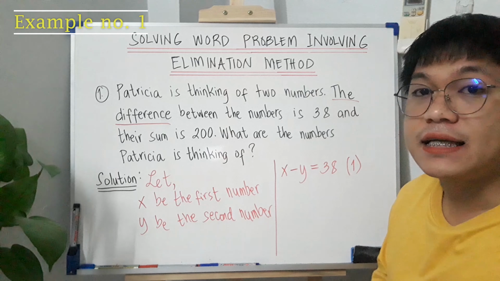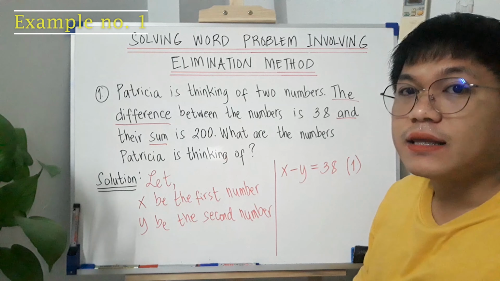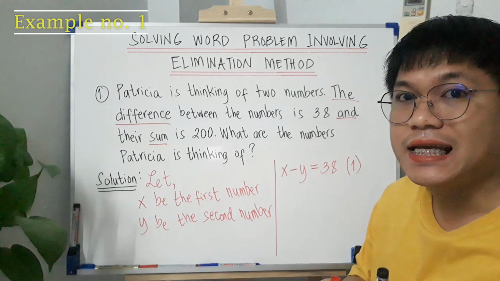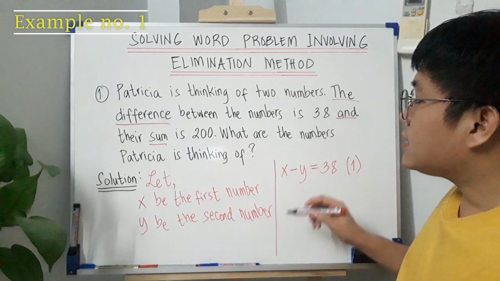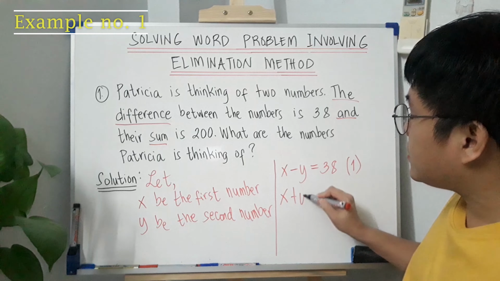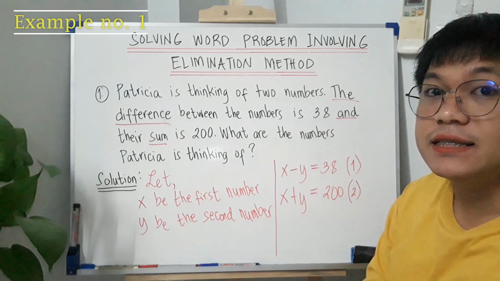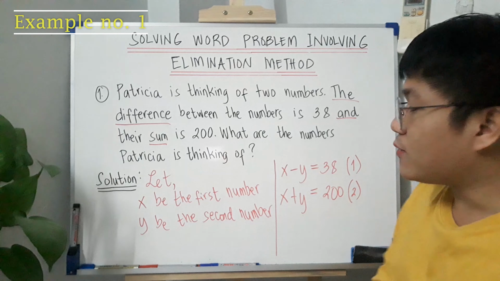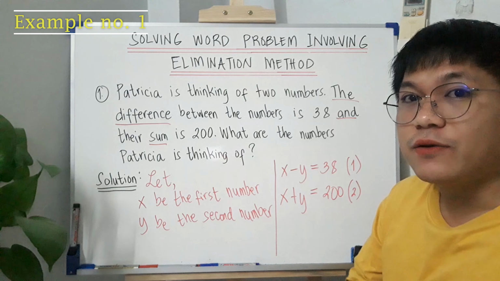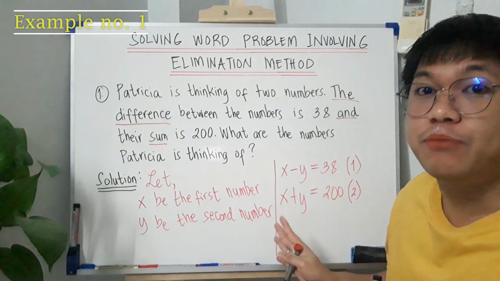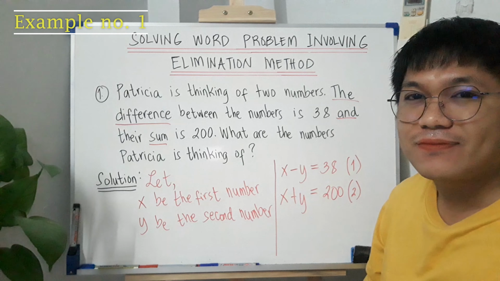Now, how about our second equation? And their sum. That is the second keyword. If we say sum, that indicates addition. And their sum is 200. What does it mean? That means if we add the two numbers, the sum is 200. So this will be our second equation, x plus y equals 200. Since we already formulated the two linear equations, the rest of the solution will follow. This will be our starting point to solve for the two numbers Patricia is thinking of.